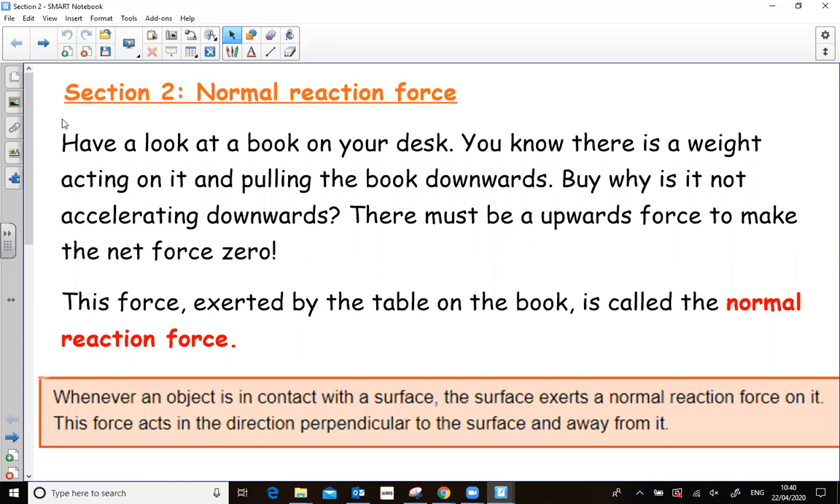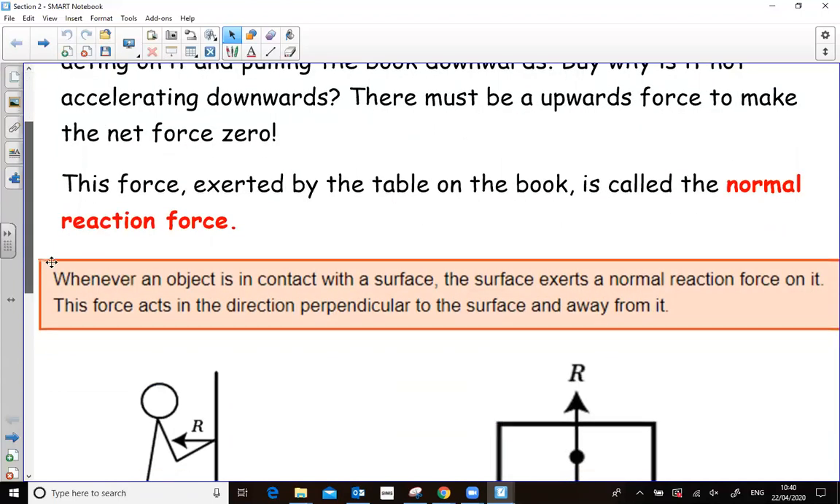So if you have a look at an object on your desk, maybe it's a book, maybe it's a phone or a water bottle. You know there's a weight acting on it and pulling the object downwards. But why is it not accelerating downwards? There must be an upward force to make the net force 0. Otherwise, as we just said, the object will fall through the table. Now, this force exerted by the table on the book is called the normal reaction force.